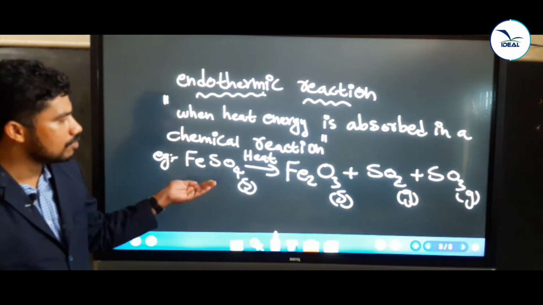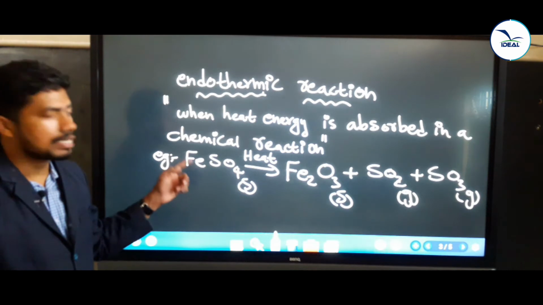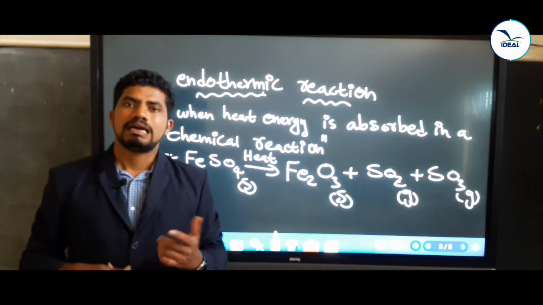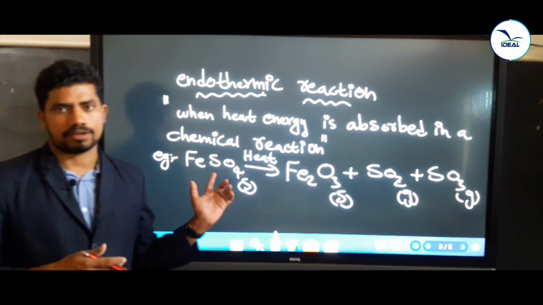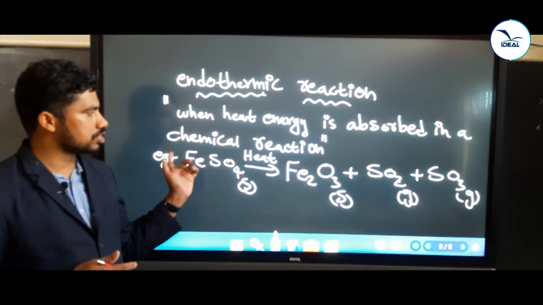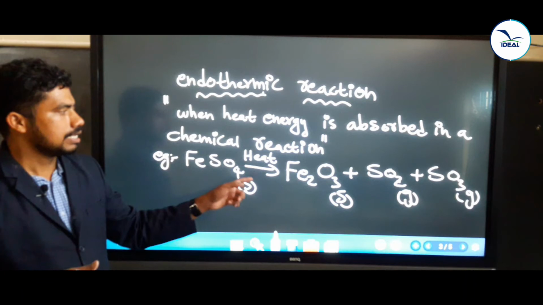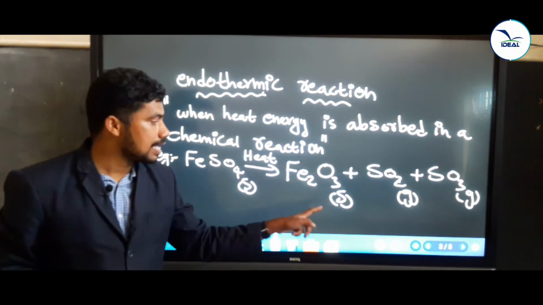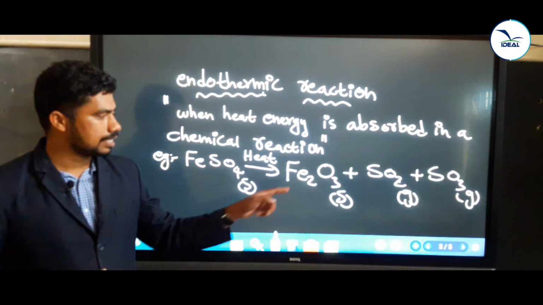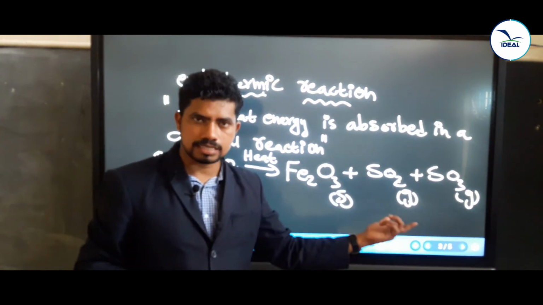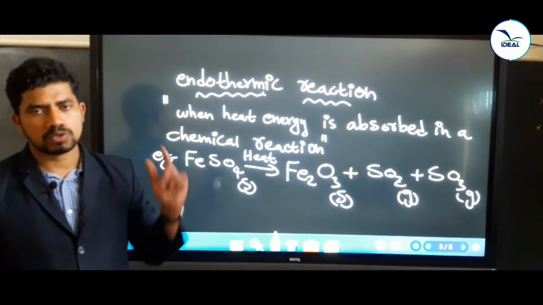So this is a very famous example. Can you see the color is changing here? FeSO4 has a green color, but after the decomposition, the FeSO4 becomes Fe2O3. It has a reddish brown color, and SO2 and SO3 are gases which will go to the atmosphere.